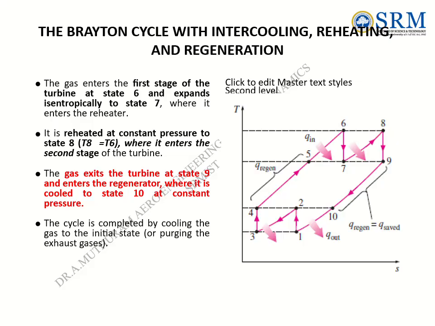The gas enters the first stage of the turbine at state 6 and expands isentropically to state 7, where it enters the reheater. It is reheated at constant pressure to state 8, T8 equals T6, where it enters the second stage of the turbine. The gas exits the turbine at state 9 and enters the regenerator, where it is cooled to state 10 at constant pressure. The cycle is completed by cooling the gas to the initial state, or purging the exhaust gases.